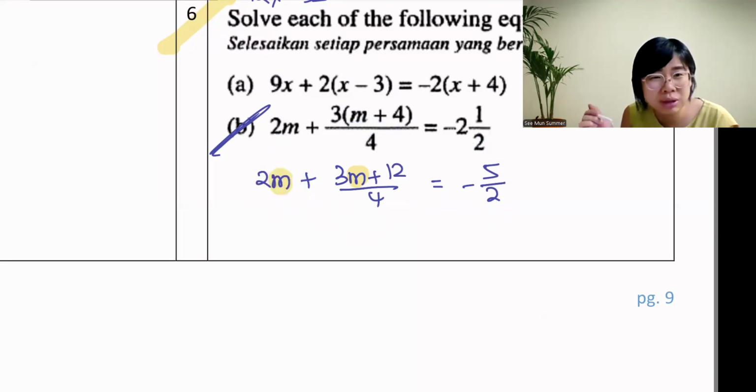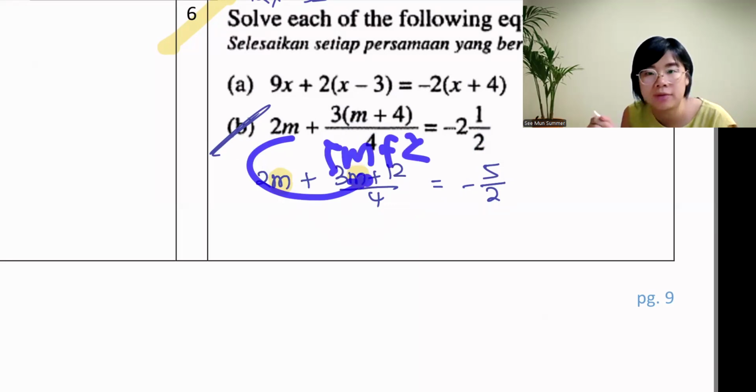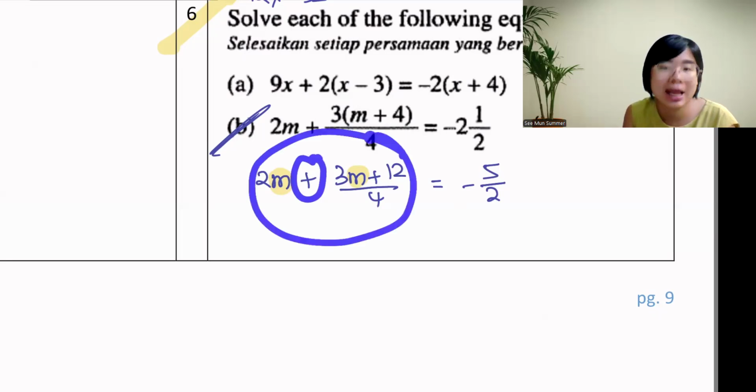So what can you do now? Can you just add them together? 2m plus 3m, 5m. So you have 5m plus 12 divided by 4. The answer is also no, because you know that for fractions, if you need to add, you need to make them the same denominator. So this part, you need to do a bit of adjustment. So I settle this side first, then add together. How do I make them add together?